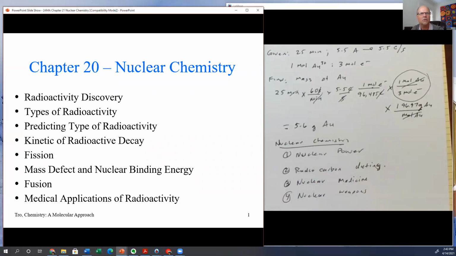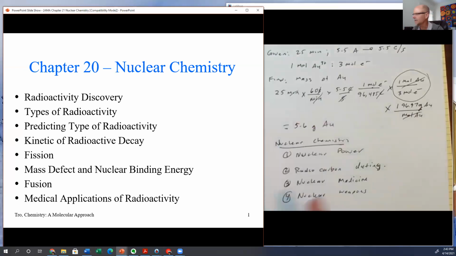Atomic bombs use nuclear fission. Fission is taking a big atom and breaking it into smaller ones. Hydrogen bombs use nuclear fusion, which is taking two smaller atoms and fusing them into a bigger one. Okay, so that's the difference between fission and fusion.